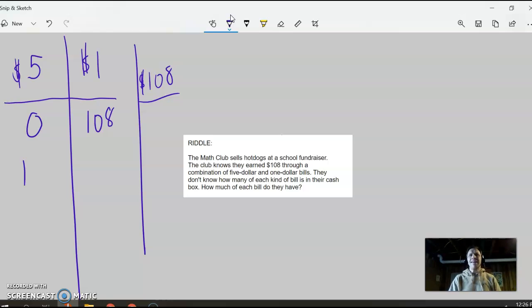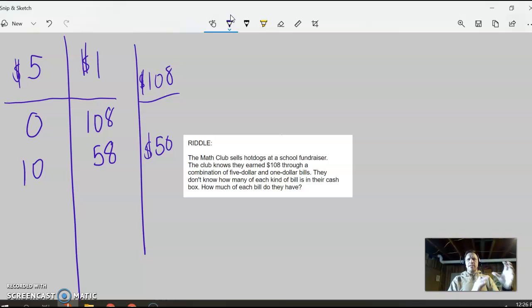If I had 10 $5 bills, well, how much money is that? That's 50 bucks, right? Okay. So then I need how much more to get to 108? 108 minus 50 is 58. So I would need 58 $1 bills. Do you kind of see that math? All right. 10 $5 bills is $50, and then 58 $1 bills, that gets me to $108.